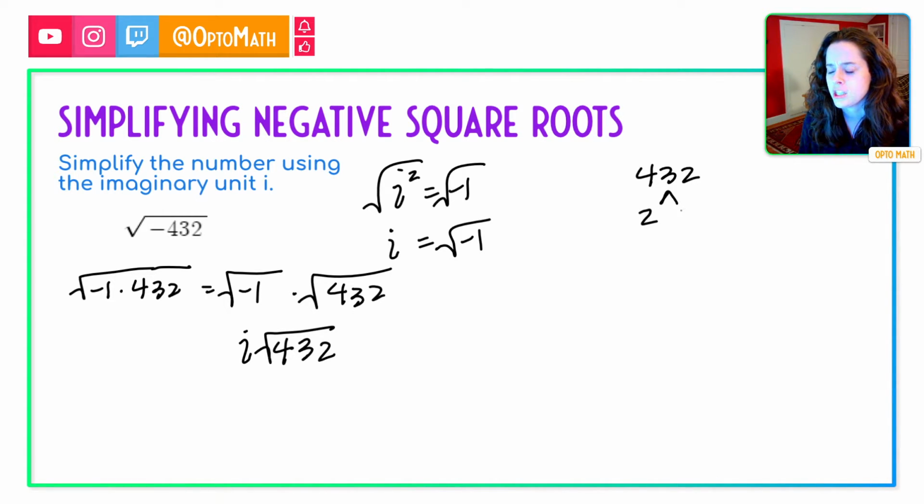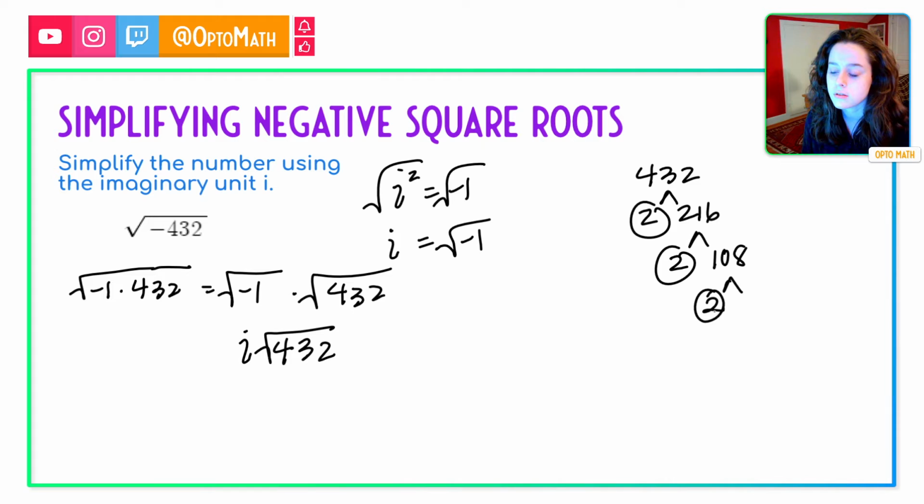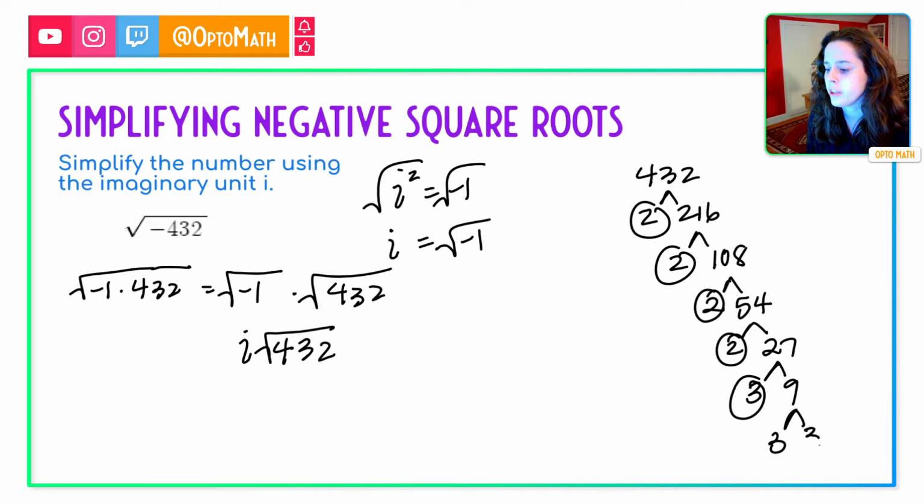2 and then 216. 2 and 108. 2 and 54. 2 and 27. Okay, now we can't do a 2 anymore. 27 is divisible by 3, of course. 3 and 9. And 9 is 3 and 3.